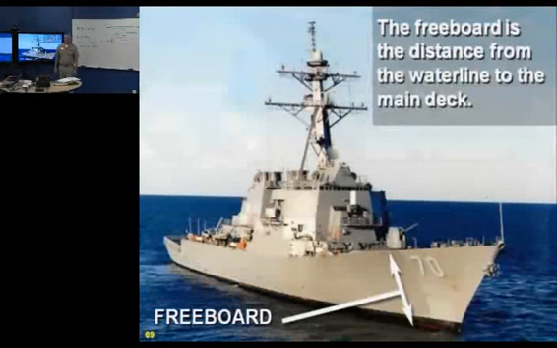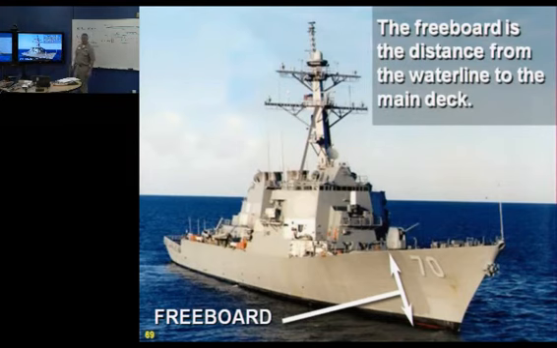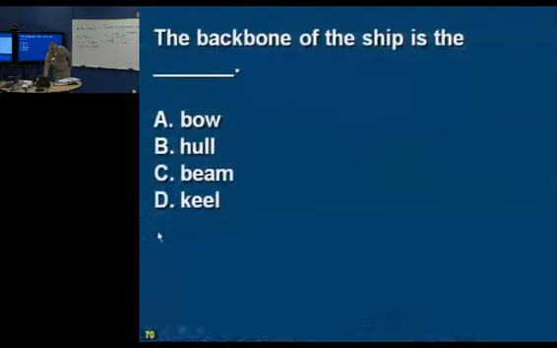Freeboard is the distance you're going to fall from falling off the ship into the water. That's the easiest way to figure it, right? From the main deck to the waterline is freeboard. That's the way I learned it. Free fall off the ship, freeboard. The backbone of the ship is what? The keel. Okay?